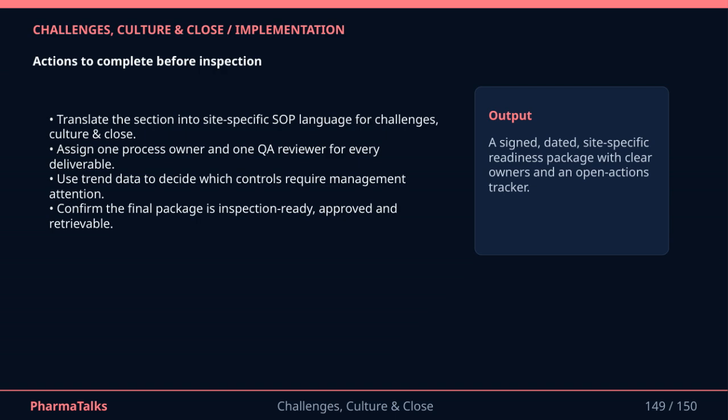We should also use trend data to identify which controls need management's focus. This proactive approach allows us to address potential issues before the inspection. Lastly, we must confirm that the final package is inspection ready. It needs to be fully approved and easy to retrieve when needed.